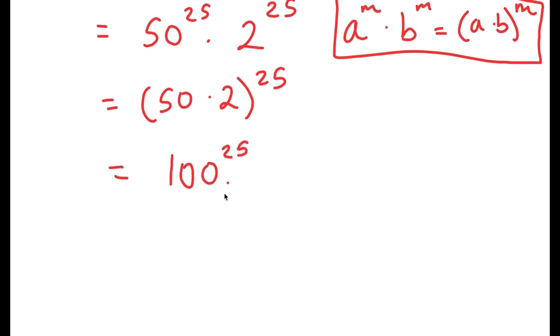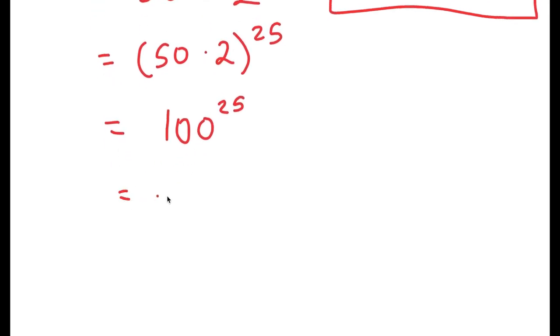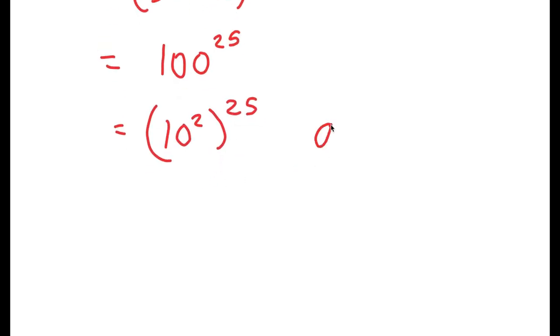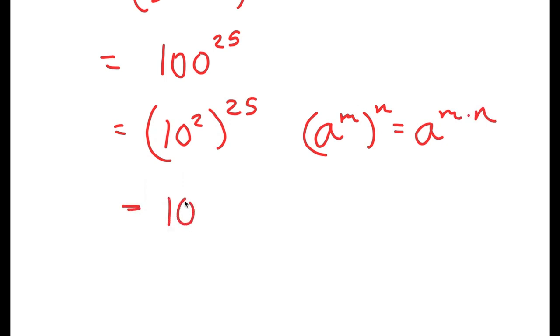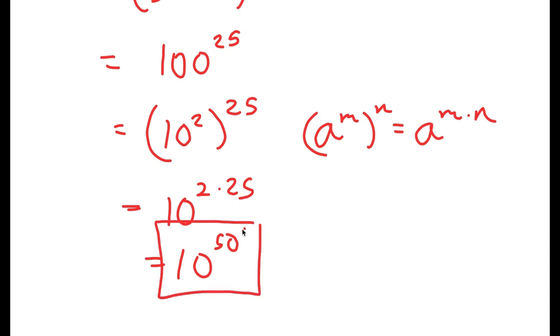However, I'm not done yet because I'm actually going to simplify this a little more. 100 I can rewrite as 10 squared. So I get 10 squared to the power of 25. And if I have something in the form a to the power of m to the power of n, this is equal to a to the power of m times n. So 10 to the power of 2 to the power of 25 is going to equal 10 to the power of 2 times 25, which is equal to 10 to the power of 50. So 10 to the power of 50 is my answer to this problem.